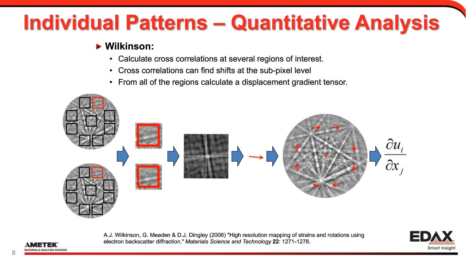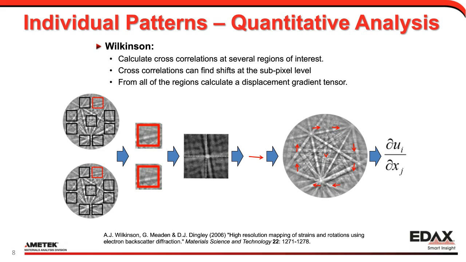The idea is that you create several regions of interest on the pattern. I just show it schematically. They usually overlap, and you calculate cross correlations within each one of these regions of interest. I've tried to show that there. From those, you'll see a shift, and this is generally in the sub-pixel range. These are very small shifts. For each, you essentially get a vector, so you end up with a displacement gradient tensor using all the vectors in the pattern.